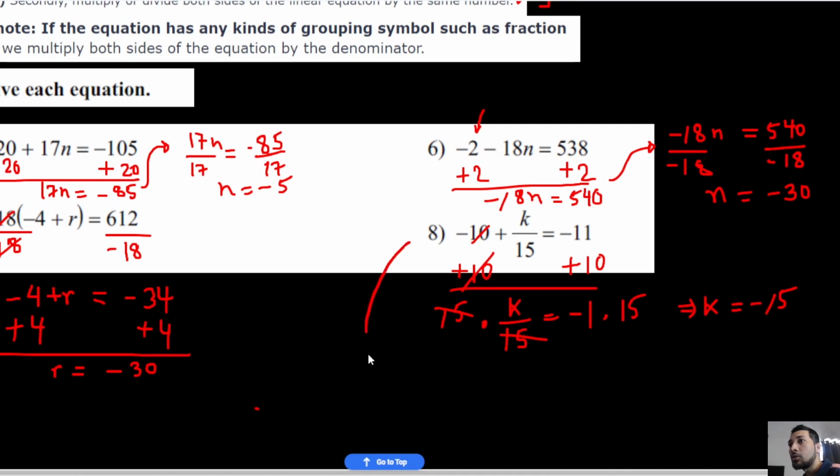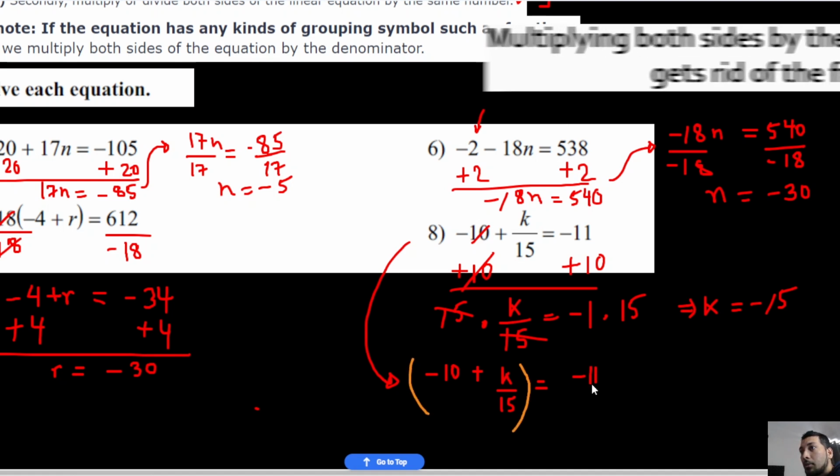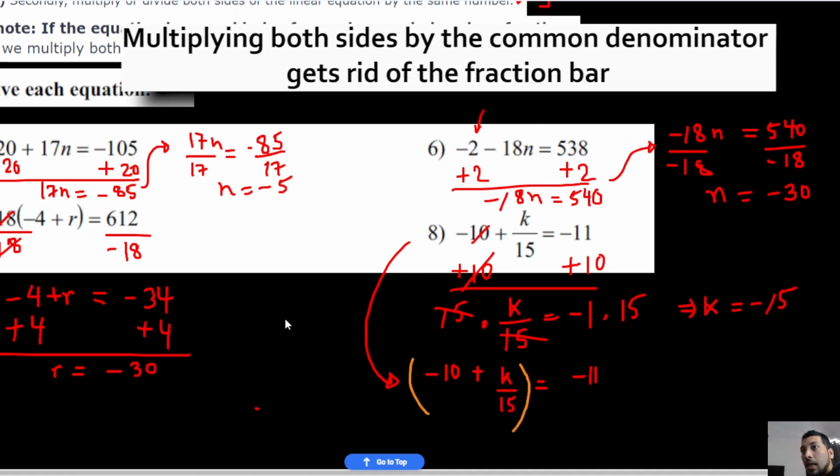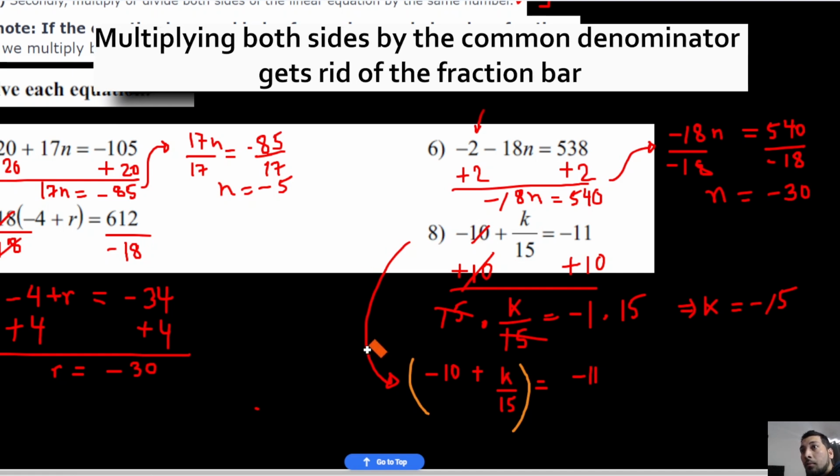Now let's see the other strategy. If any equation has a grouping symbol, we can multiply both sides of the equation by the denominator. So I have this negative 10 plus k over 15 equals negative 11. So multiply both sides by this denominator. In this case, I can see that the denominator is 15 right here. So I multiply both sides by 15.